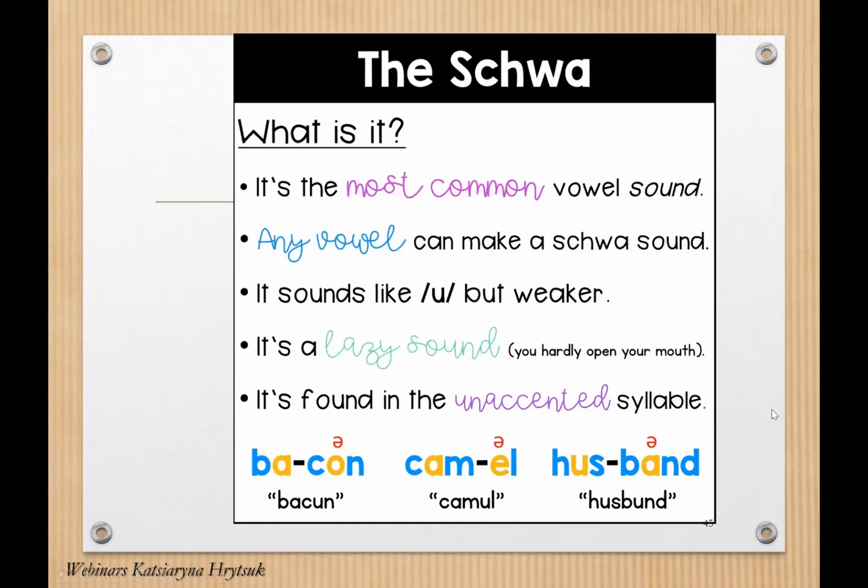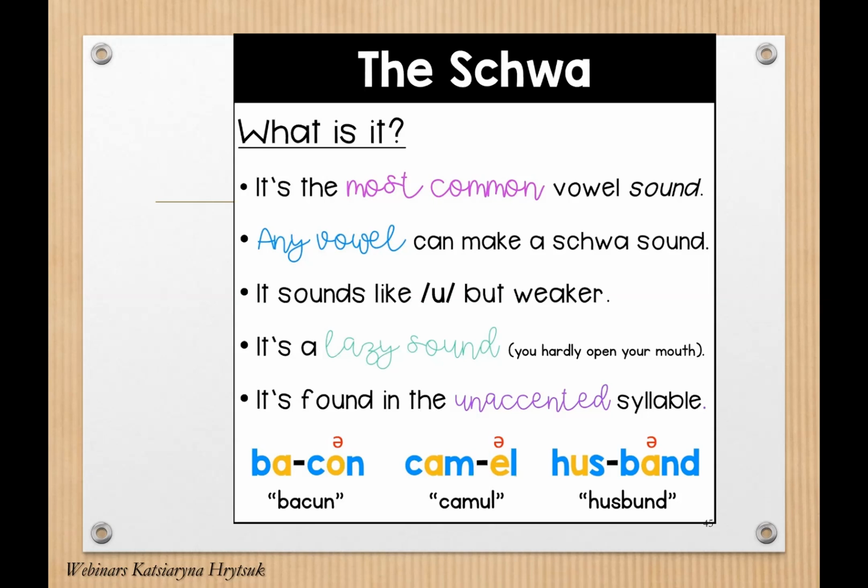Bacon. Camel. Husband. Lera, your turn. Bacon, camel, husband. No, husband, you make it not like that. Husband. Okay, Vika, try. Bacon, camel, husband. Good, so it's a schwa. Sophia. Bacon, camel, husband. Bravo, very good.